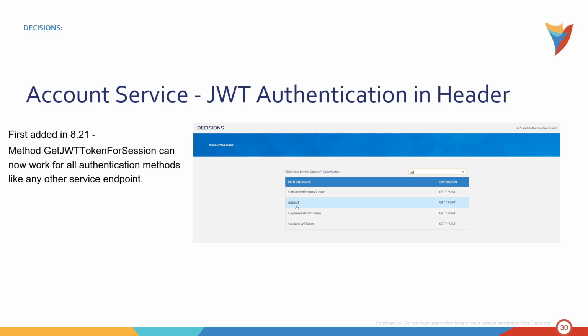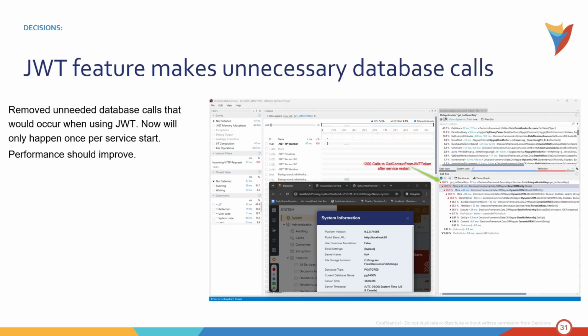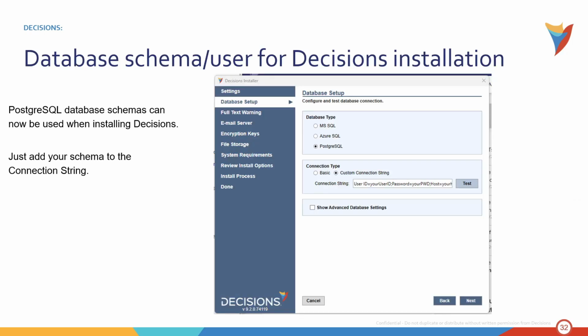Speaking of JWTs, it turns out that they were making some unnecessary database calls, so that is only going to happen once per service starting in 9.2. So you're going to see a little bit better performance out of that. A lot of good deals right there with JWT. Postgres users, you can now use your database schemas when you're installing Decisions. When you choose that connection type, you don't hit basic, you hit custom connection string, and you can paste your schema in there, and that magic will happen how you need it to. That's for Postgres users.